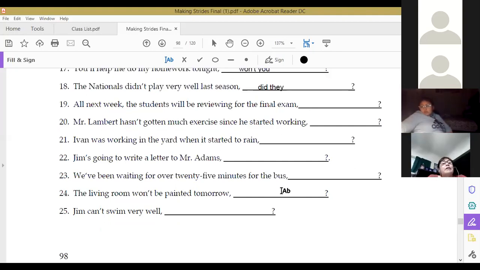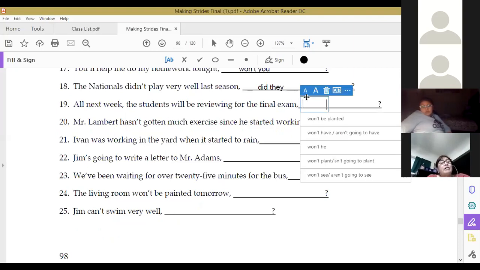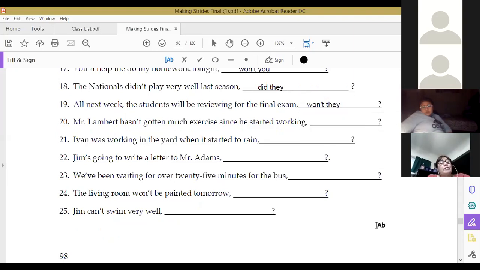Number 19. All next week, the students will be reviewing for the final exam. Won't they? You're getting this. The students will be reviewing for the final exam, won't they? That's right. All right.